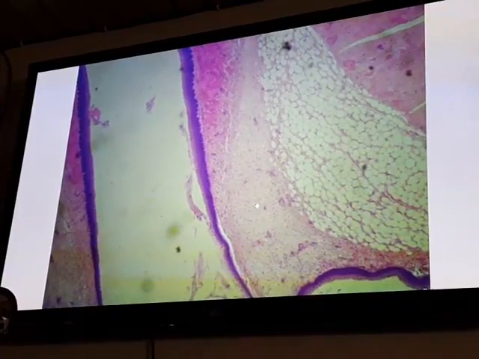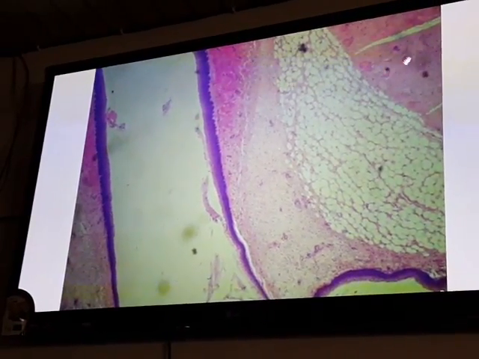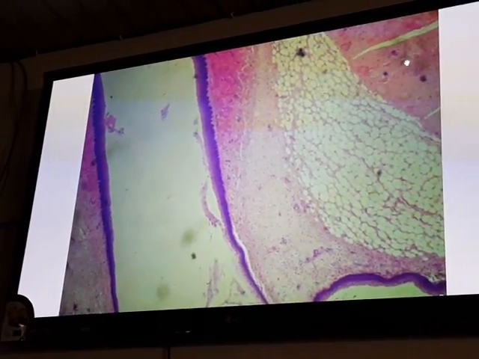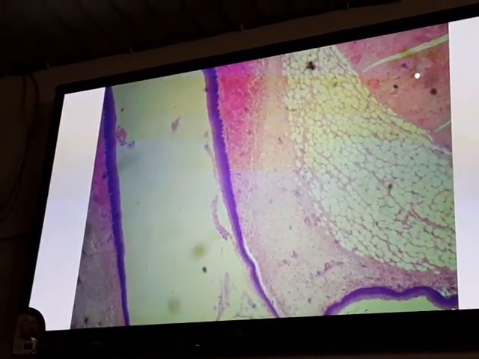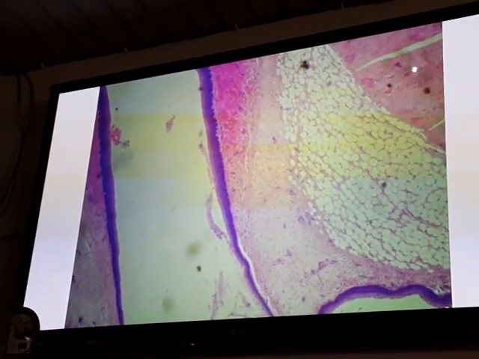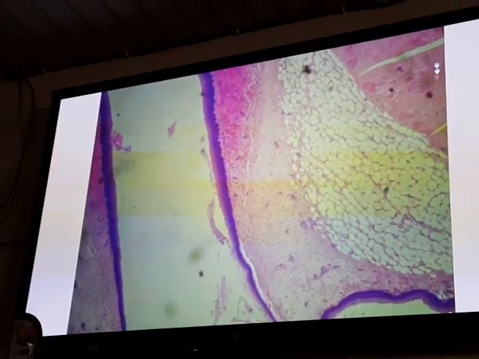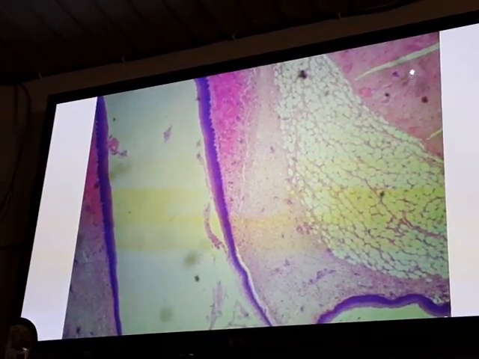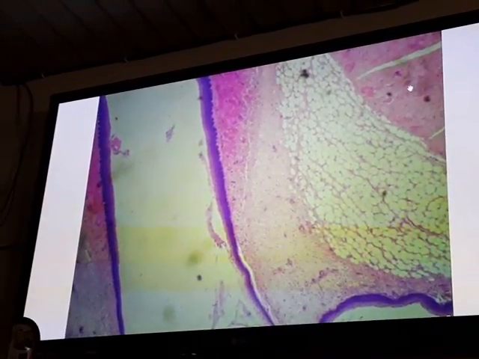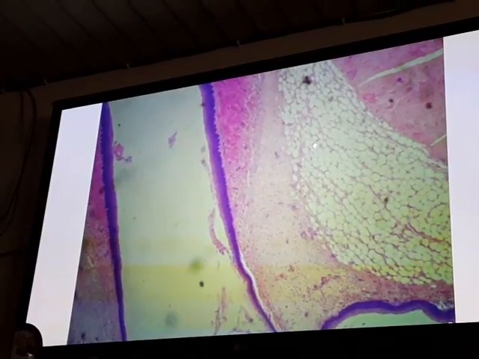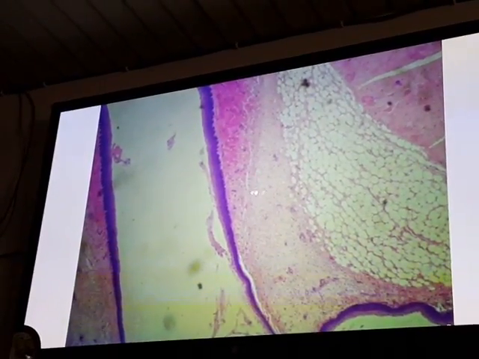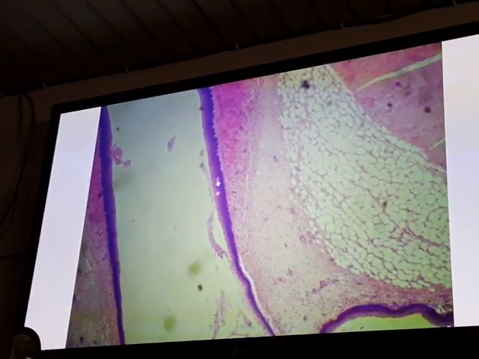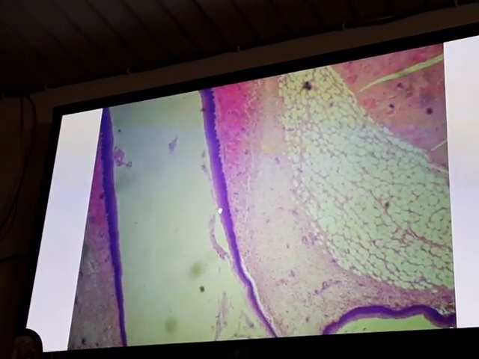Beneath the ligament, we have bundles of striated muscle called the vocalis muscle. This is the vocalis muscle, bundles of striated muscle, and this is the vocal ligament covered by stratified squamous non-keratinized epithelium.